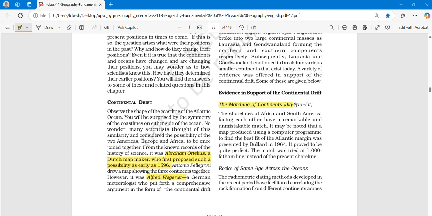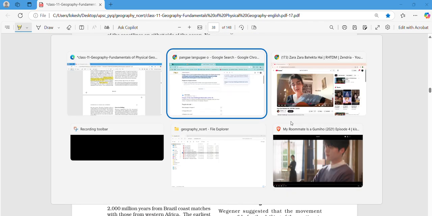One is the matching of continents, the jigsaw fit. The shorelines of Africa and South America facing each other have a remarkable and unmistakable match. Oh, is it?